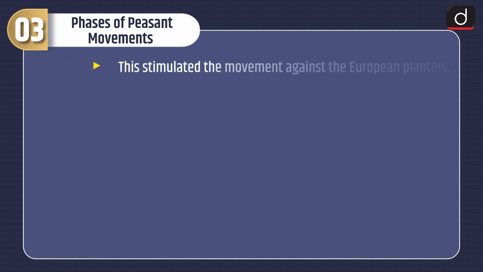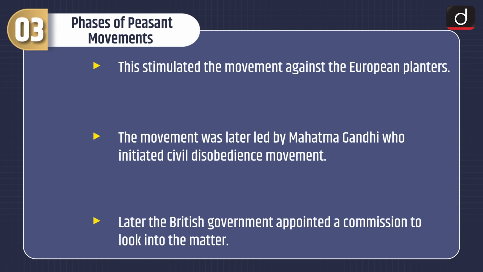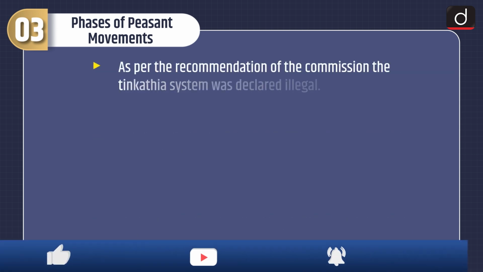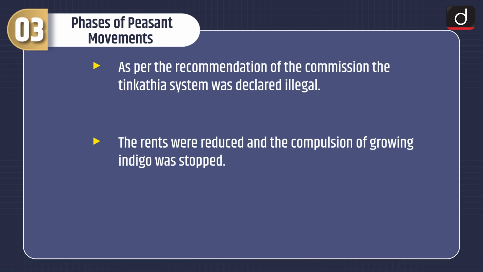This stimulated the movement against the European planters. The movement was later led by Mahatma Gandhi, who initiated the civil disobedience movement. Later, the British government appointed a commission to look into the matter. As per the recommendation of the commission, the system was declared illegal. The rents were reduced and the compulsion of growing indigo was stopped.